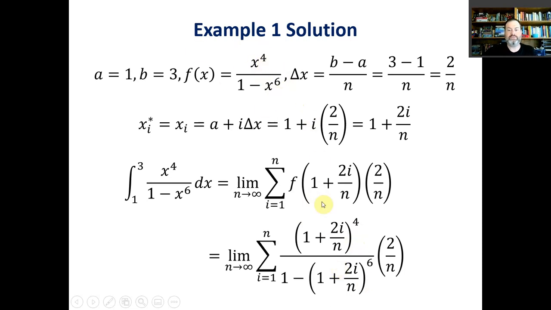So we have an x to the 4th, so we plug xi in here and get this to the 4th. 1 minus x to the 6th, plug in xi. And again, this is still multiplied. And that's the answer, and you're done.